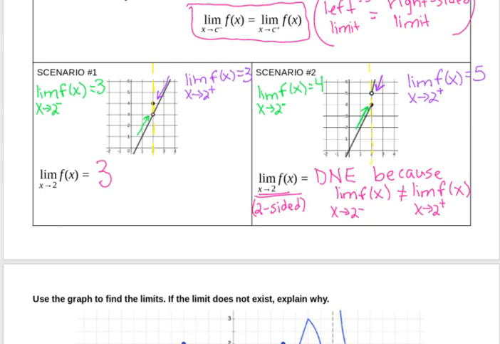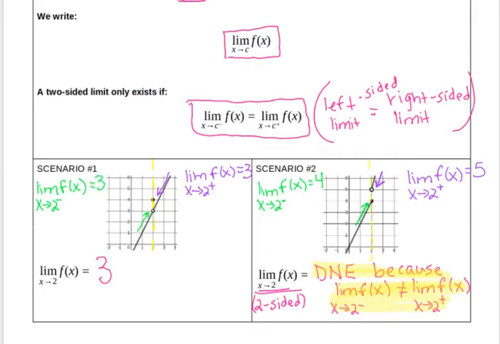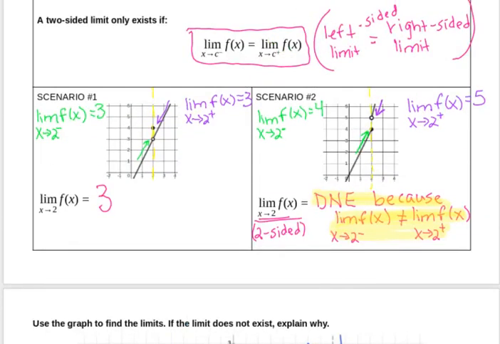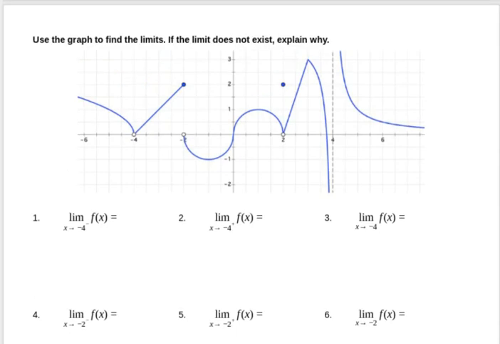And I know that it is a lot to write, but this entire thing is what needs to be written. If you think back to those learning targets that we talked about up at the very top, this last learning target is I can justify why a limit does not exist at a point using limit statements. That's what this is talking about. So you have to be able to show me that you know the limit does not exist and justify why with correct limit notation. Okay, so now we've got this graph with lots of different pieces to it, and we're going to find a bunch of different limits together.